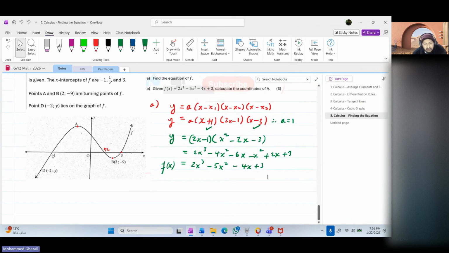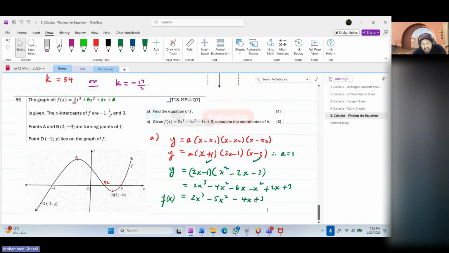Remember, the graph is not drawn to scale. Clearly, it's not drawn to scale because negative 1 can't be so far away and 3 can't be. So it's never ever drawn to scale.